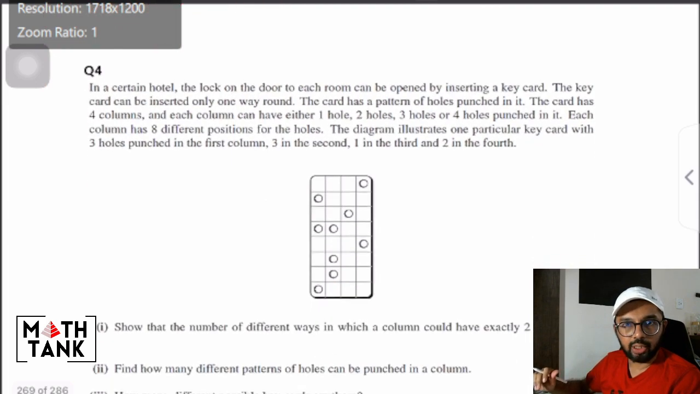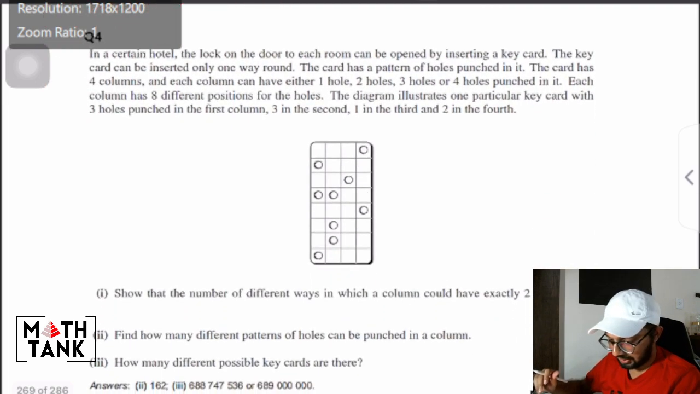Now, a more interesting question. It says, in a certain hotel, the lock on the door to each room can be opened by inserting a key card. The key card can be inserted only one way around. The card has a pattern of 4 holes punched in it. The card has 4 columns, and each column can have either 1 or 2 holes punched in it. Each column has 8 different positions for holes. The diagram illustrates one particular key card with 3 holes punched in the first column, 3 in the second, 1 in the third, and 2 in the fourth.